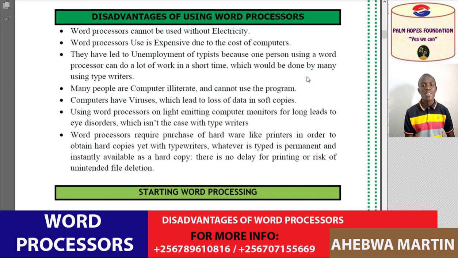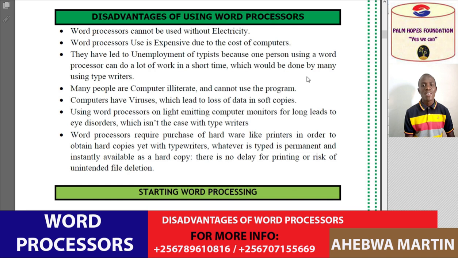Many people are computer illiterate and cannot use the program. Being illiterate here, we are talking about people who do not understand or do not have computer knowledge, and cannot use the program. So to use the word processors, one must have gone to a certain lecturer, a certain teacher, a certain person who knows computers, to learn computing.